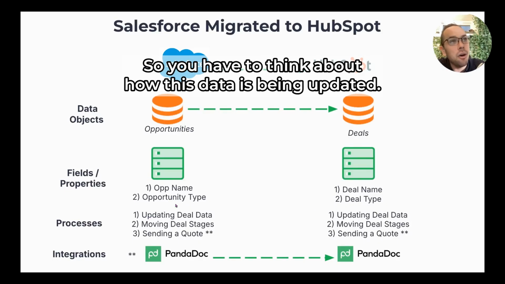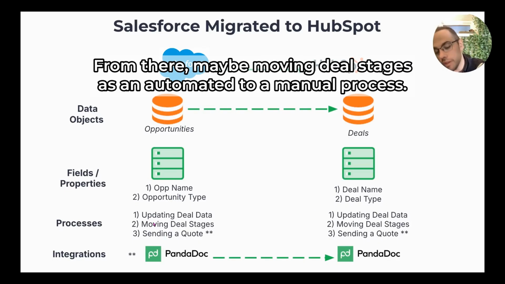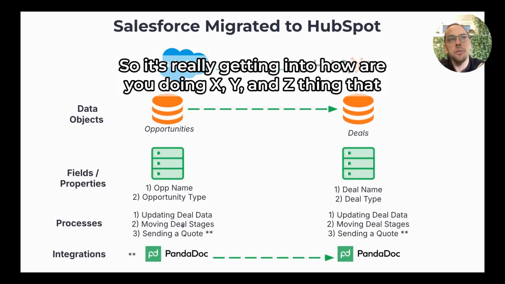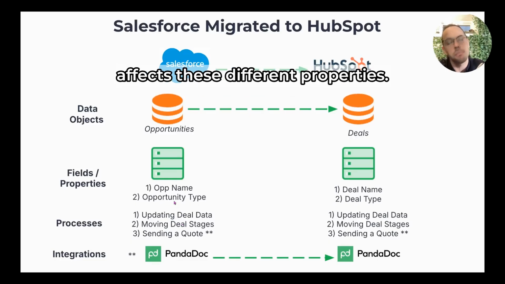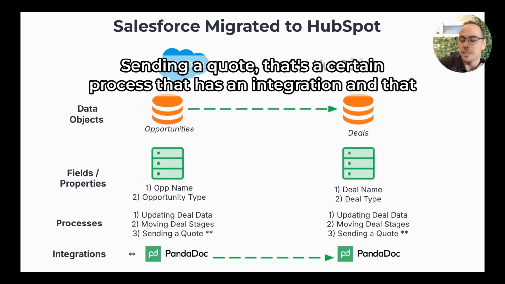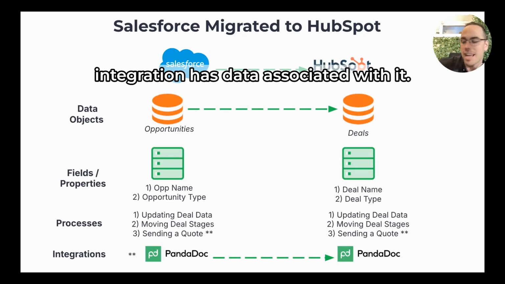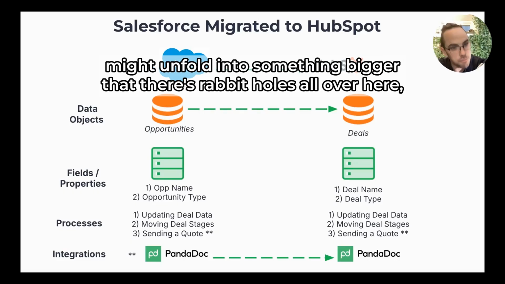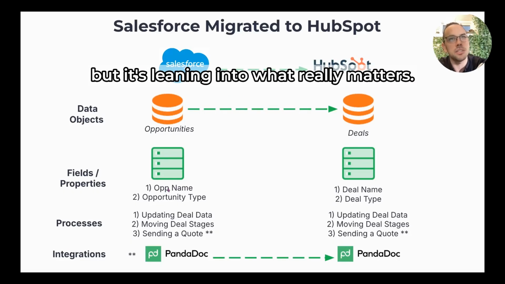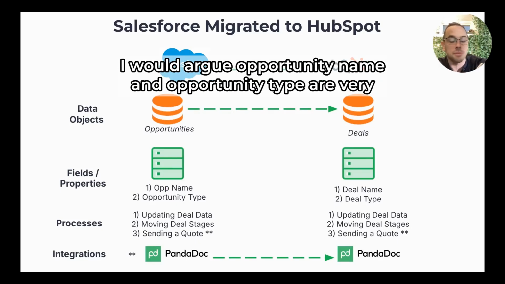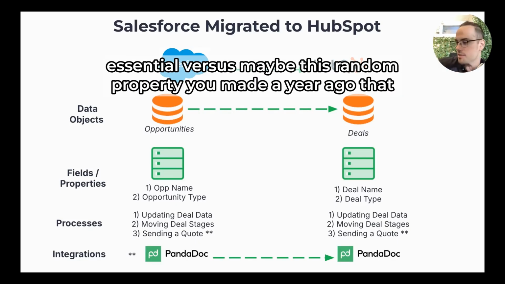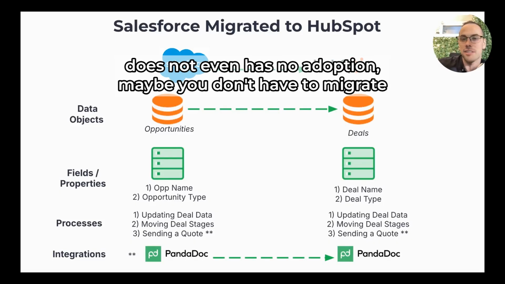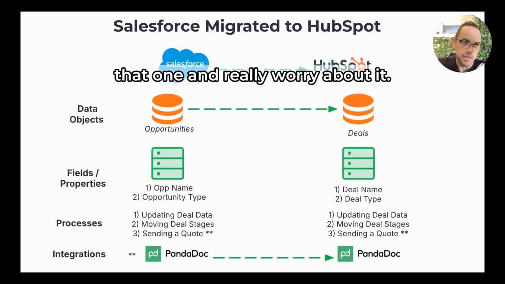So you have to think about how this data is being updated. From there, maybe moving deal stages from an automated to a manual process. So it's really getting into how you are doing X, Y, and Z that affects these different properties. Sending a quote, that's a certain process that has an integration, and that integration has data associated with it. So all of these are intertwined, and as you think about this simple field, it might unfold into something bigger. There are rabbit holes all over here, but it's leaning into what really matters. I would argue opportunity name and opportunity type are very essential first. Maybe this random property you made a year ago that has no adoption, maybe you don't have to migrate that one and really worry about it.